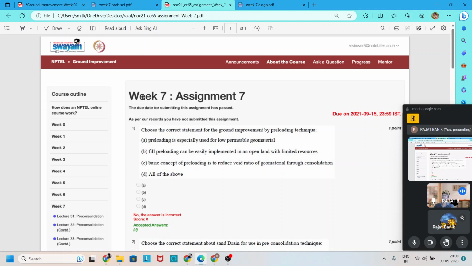After that, we discussed another vertical drain, which is the prefabricated vertical drain, which is better than the sand drain, because the dimension of this prefabricated vertical drain is less than the sand drain, but the installation process is quite difficult. But the rate of consolidation is more in the prefabricated vertical drain than the sand drain. And we also discussed regarding this prefabricated vertical drain.